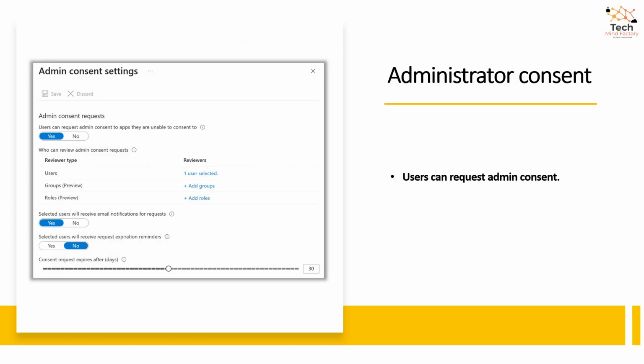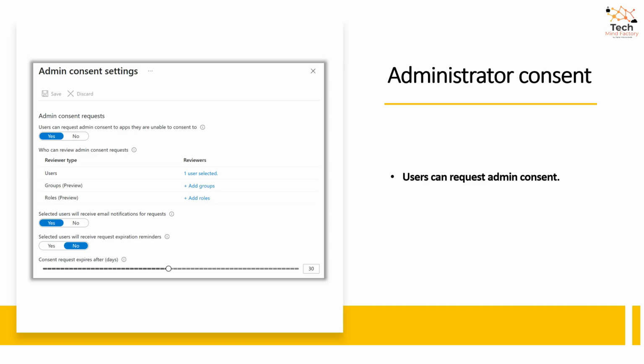So now let's talk a little bit more about administrator consent. So as I mentioned before, there can be a situation where we need this admin consent. Like we as a user, we cannot consent. We need to ask administrator to consent. So users in Microsoft Entra ID can request admin consent. So as you can see on this slide, here we can enable this option so users can request admin consent to apps they are unable to consent to, right?